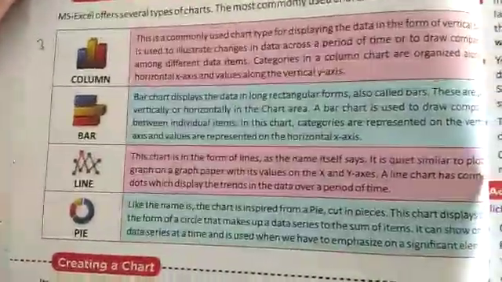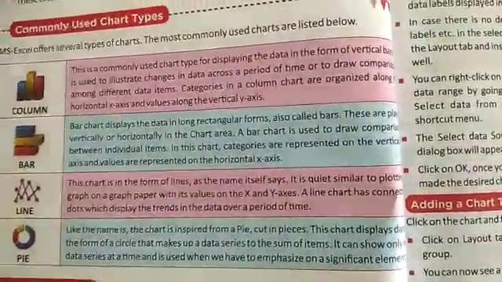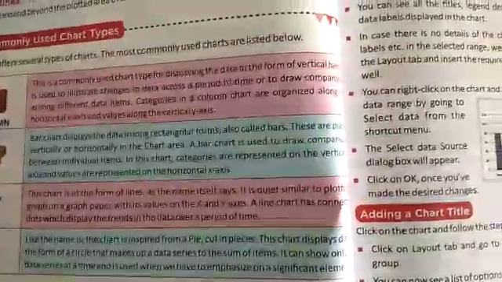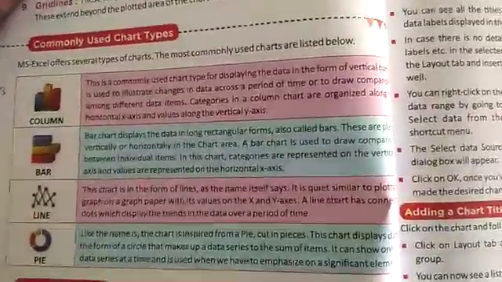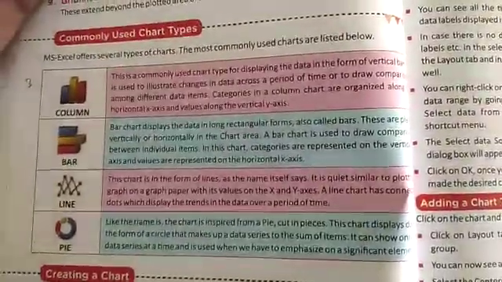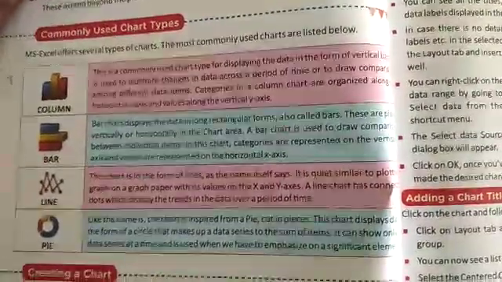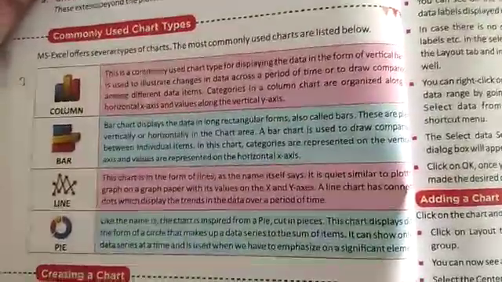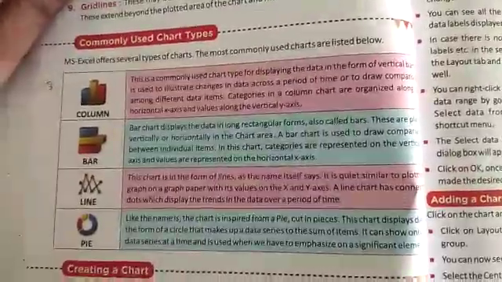Second is the bar chart. It displays the data in long rectangle forms, also known as bars. These are placed vertically or horizontally in the chart area. A bar chart is used to draw comparisons between individual items. In this chart, categories are represented on the vertical axis and values on the horizontal axis.